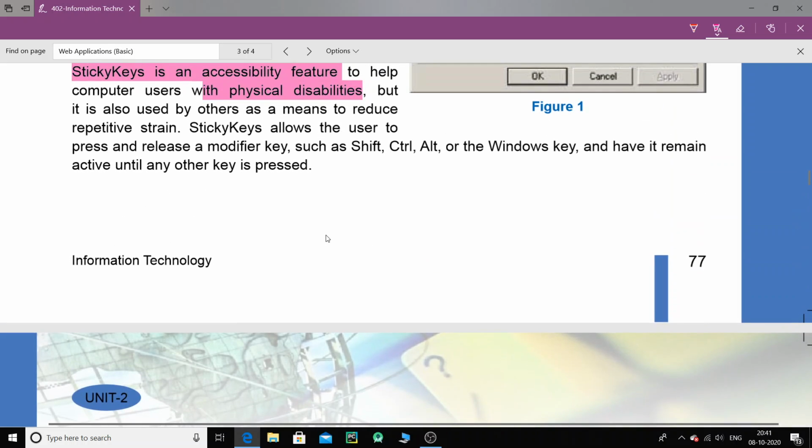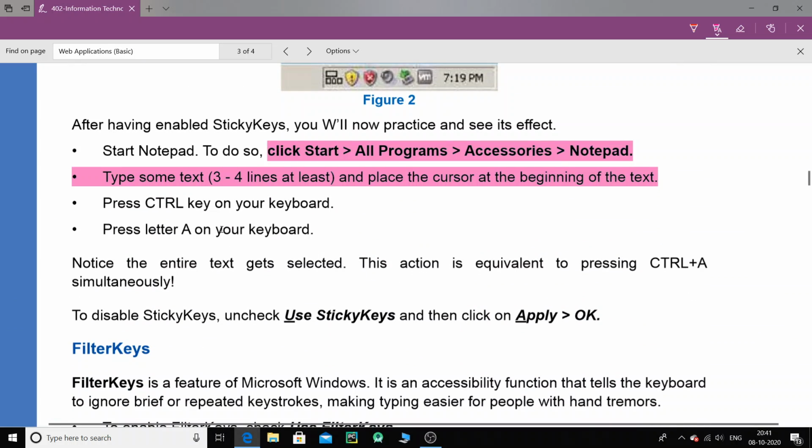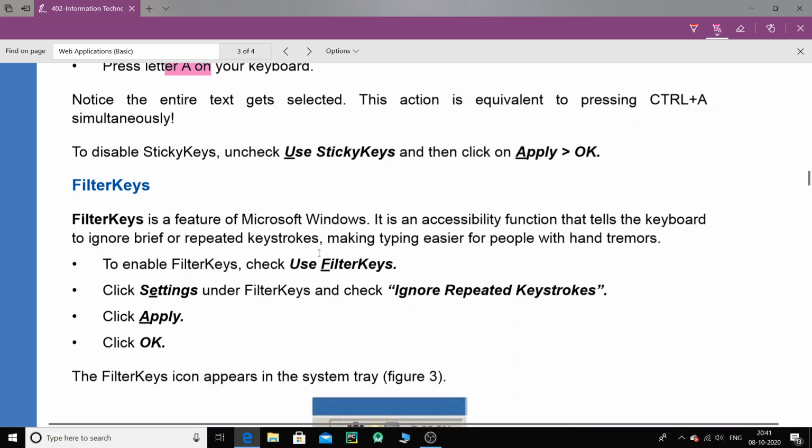I'm not going to go through that, but what it does is, you can type 3 or 4 lines, and then press control, then press A, and all the text will get selected. But nowadays this particular feature is active by default. So if you type any text in your editor and press control plus A, the entire text will get selected. This is a default feature that we have nowadays.